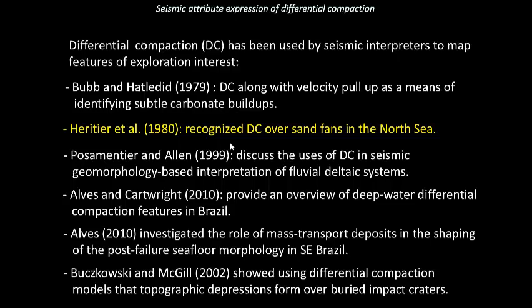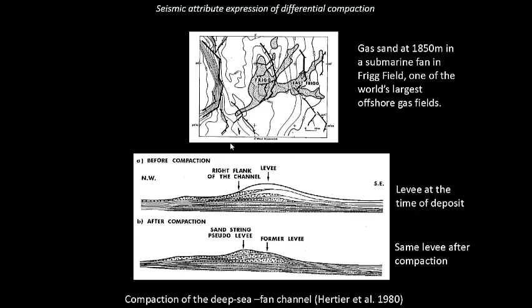And there's another reference, Heritier et al. In the same memoir, and in 1980, and that also recognized the differential compaction over sand pans in the North Sea. You see, the Frigg field is the world's largest offshore gas fields, and is located between the UK and the Norwegian continental shelf at around, I believe, 60 degrees north latitude. And the first well was drilled there in 1971 in 100 meters of water.